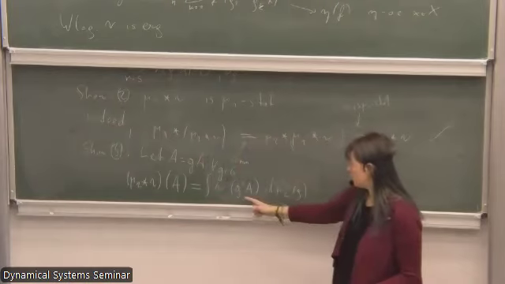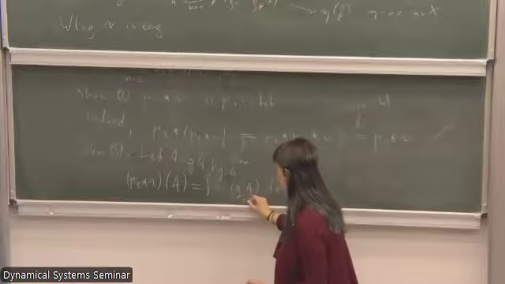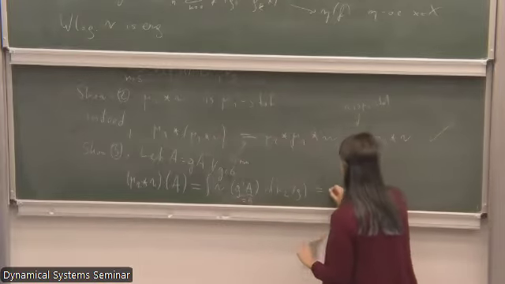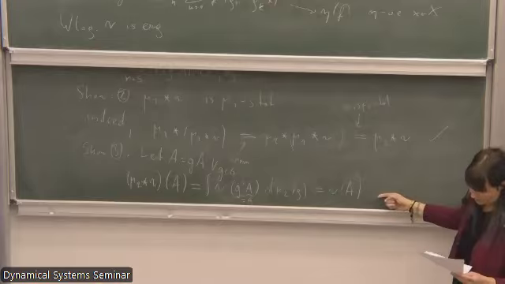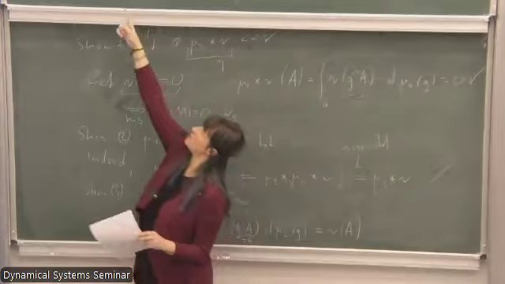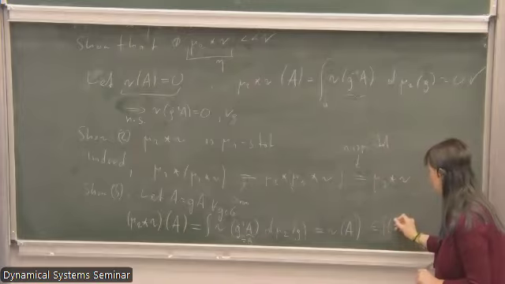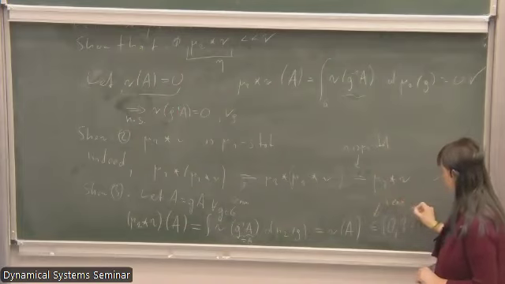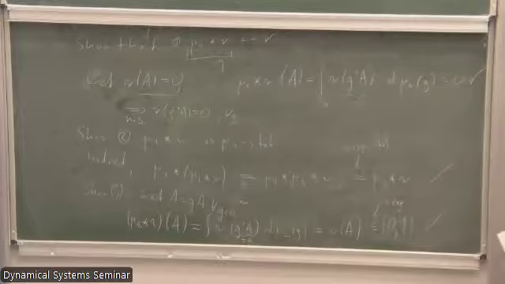But what is g inverse A? By assumption, this is just A all over. So I have here just nu of A. But I do know, without loss of generality, nu is ergodic, so that this only lies in 0 or 1, since nu is ergodic. So also check with this. Okay.